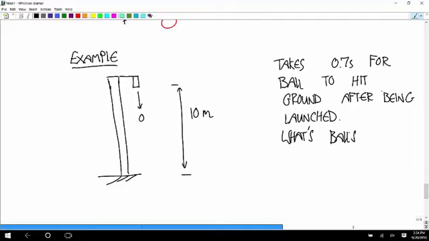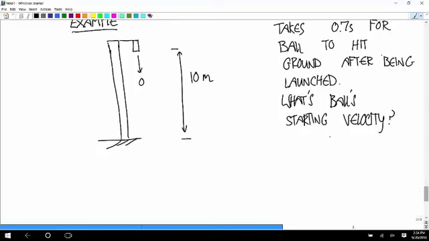What's the ball's starting velocity? Okay, so it starts out with a velocity going down. It starts out with a height of 10 meters. See if you can figure out what that starting velocity is based on this information.